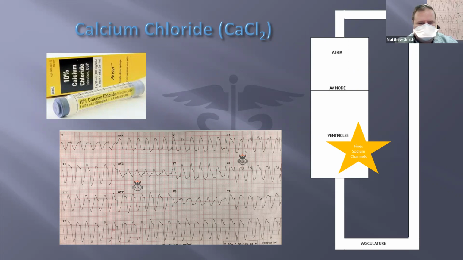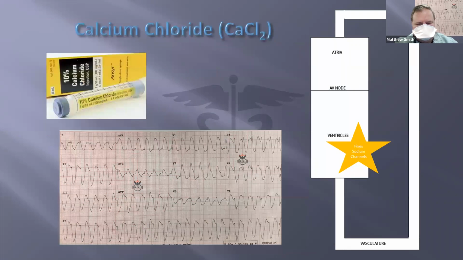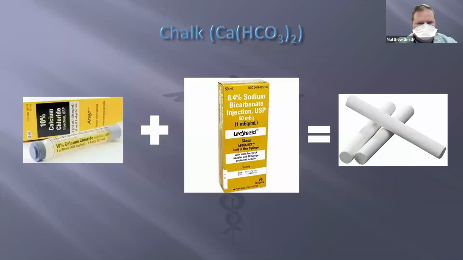Along with the calcium chloride, we are going to give sodium bicarb. And similarly, that's going to stabilize our sodium channels and help normalize those QRS complexes. Now, notice the chemical formulas for calcium chloride and sodium bicarb. If you put those two together, they're going to combine to make calcium bicarb, which is also known as chalk. Chalk is not something we want in the veins. So to avoid making chalk in the veins, we're going to make sure that we flush really well in between giving calcium chloride and sodium bicarb.